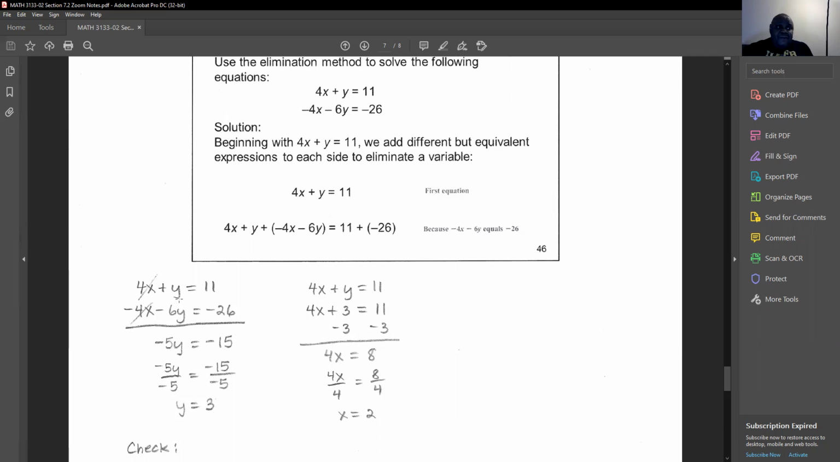And we can add the y's together. 1y and a negative 6y gives me negative 5y. And then that's equal to 11 plus negative 26. We can add those constants together on the opposite side. You'll get negative 15. So here we got negative 5y equal negative 15. And then to solve this equation for y, we divide both sides by -5 to get y is equal to 3.